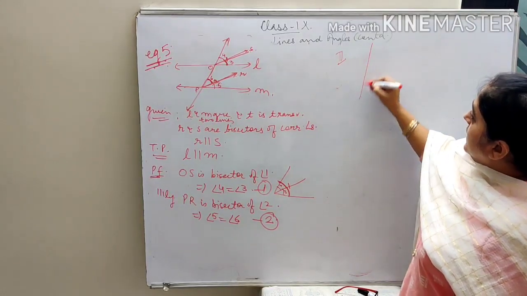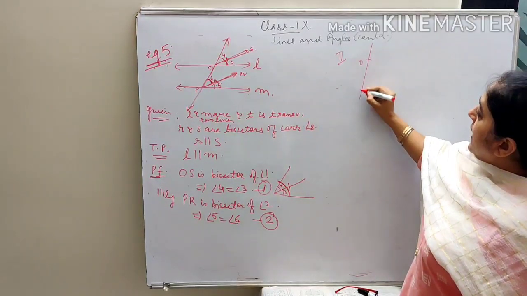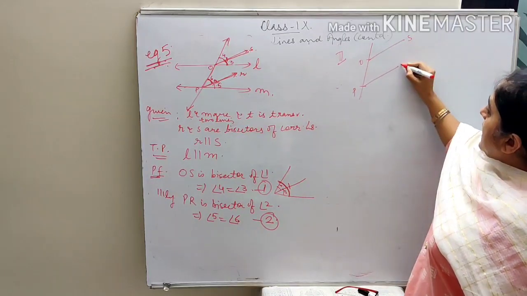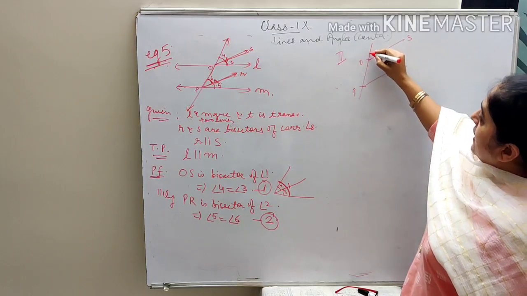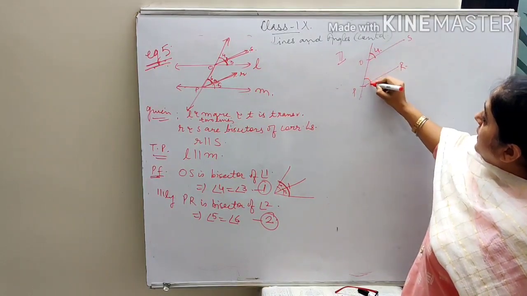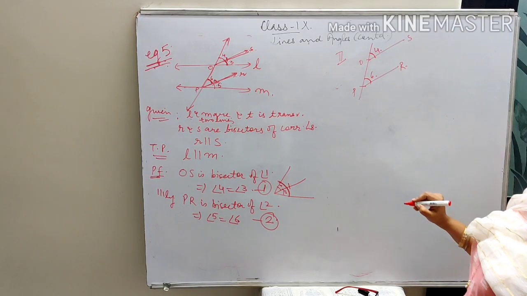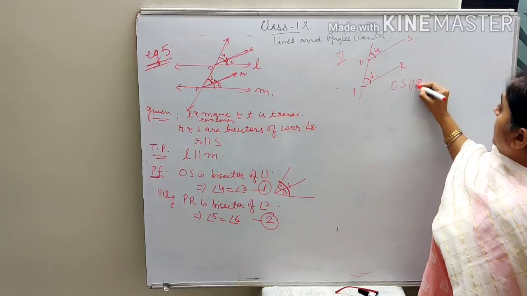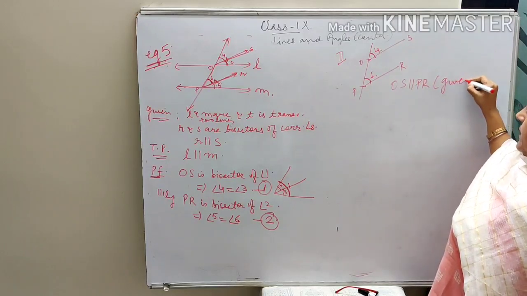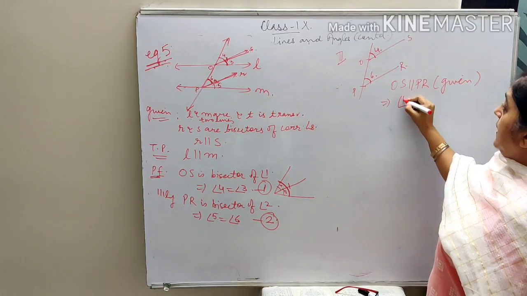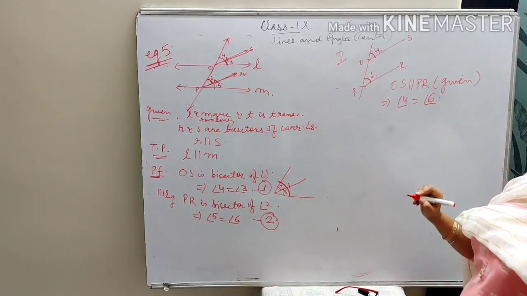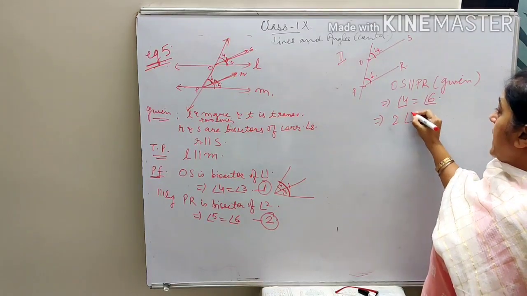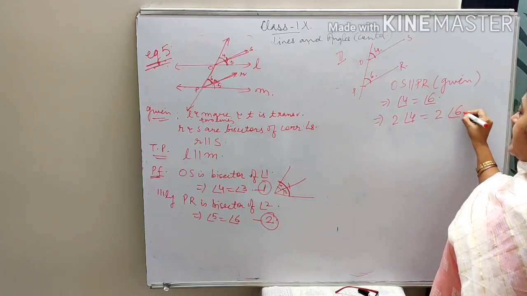अगर मैं इसको, this is your O and this is P. If I talk about OS and PR, please check out. This is angle 4 and this is angle 6. Now please see. OS is parallel to PR, which is given to you. This implies angle 4 is equal to angle 6. ठीक है? If I twice it, twice angle 4 is equal to twice angle 6.